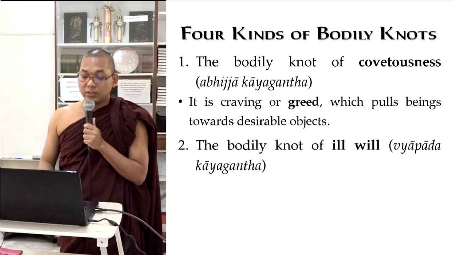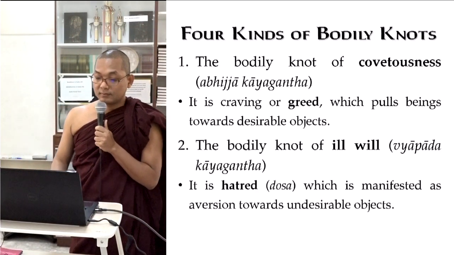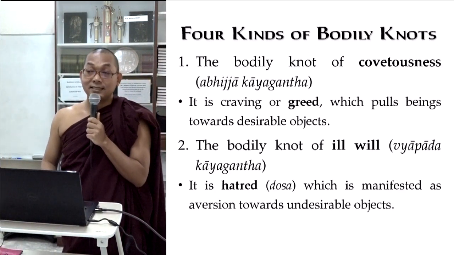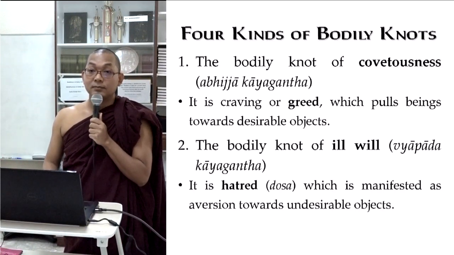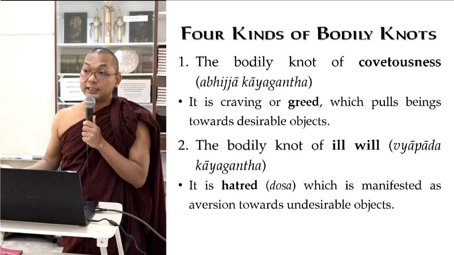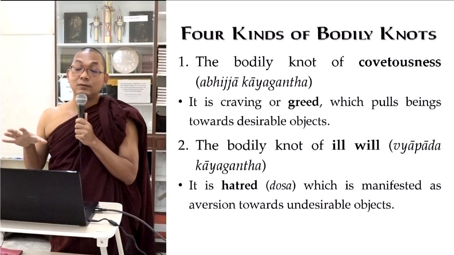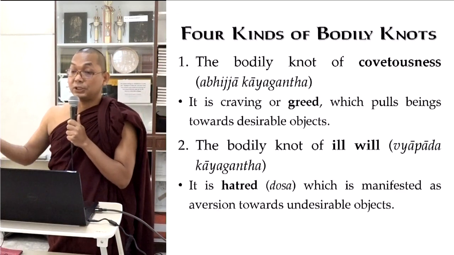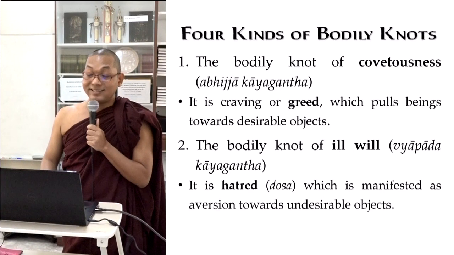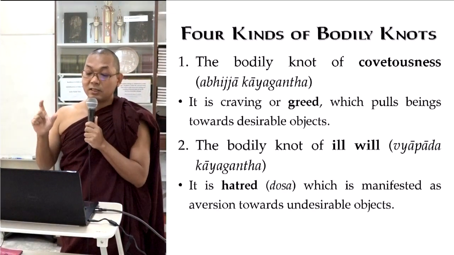Another one is the bodily knot of ill will, vyapada kaya gantha. So it is hatred, dosa, which is manifested as aversion toward undesirable objects. Normally we don't like undesirable objects. We don't like hot weather. We don't like bad people. We don't like a very bad environment. We don't like bad food, etc. If we encounter undesirable objects, that doesn't mean you have to take it. So we don't have to have hatred or aversion toward those objects. Normally, when we see, hear, or touch undesirable objects, naturally aversion arises. We don't like it. Actually, we don't like it. That is the bodily knot of ill will.